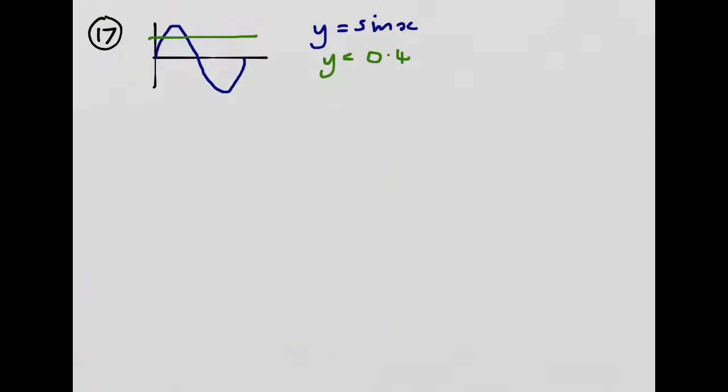Question 17. We have the blue line, which is the curve y equals sine x. We have a green straight line, 0.4. We want to find the points where they intersect, so we want to find these 2 points here. How do we do that? We put the two lines equal to each other. In other words, we solve sine x equals 0.4.